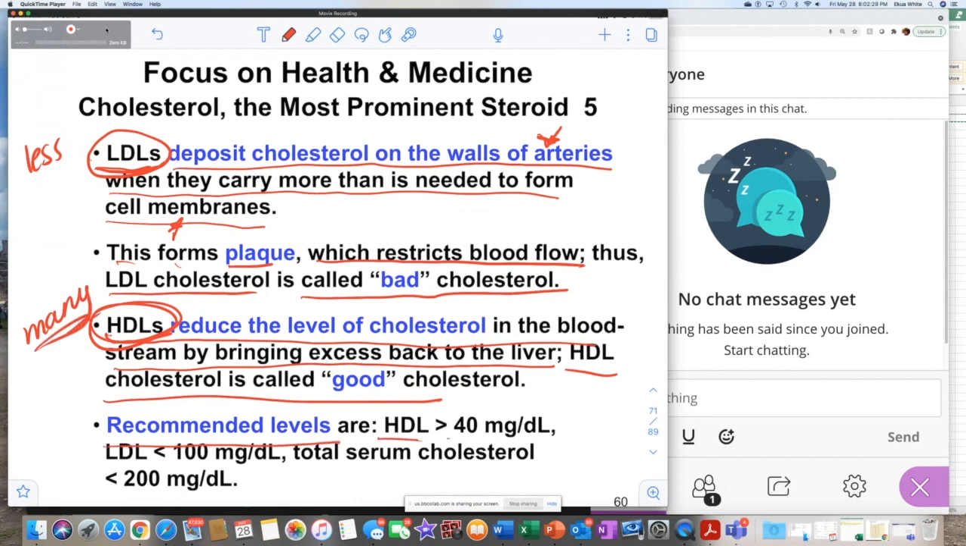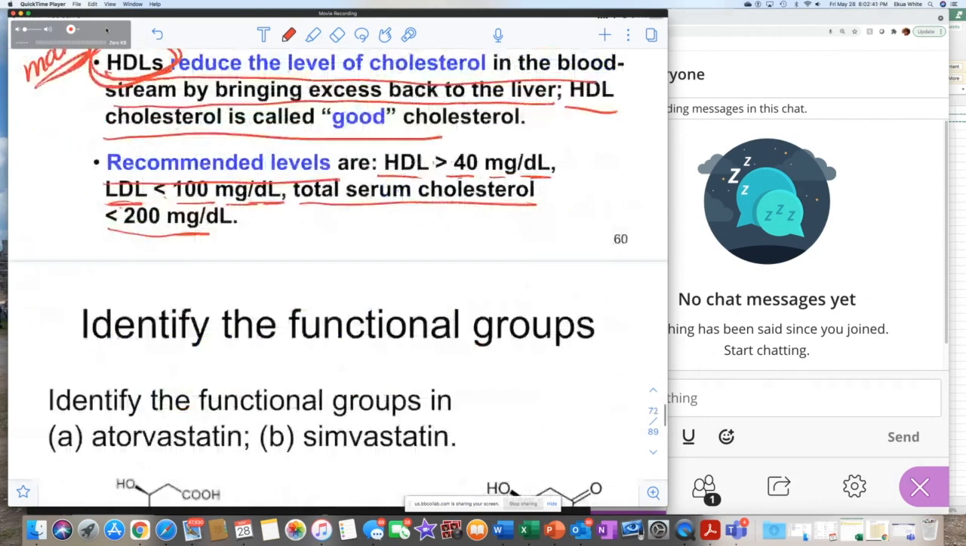Recommended levels of HDL are greater than 40 milligrams per deciliter of blood, and LDL is less than 100 milligrams per deciliter. Total serum cholesterol is less than 200 milligrams per deciliter of blood.